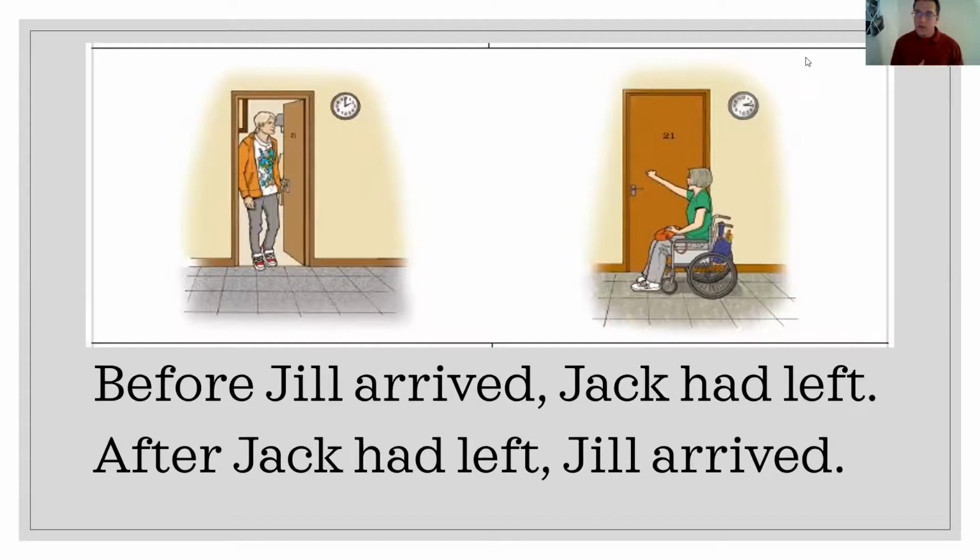Now I can use the past perfect with the word before or after. Before Jill arrived, Jack had left. After Jack had left, Jill arrived. Again, with before and after, it's pretty clear to the reader or listener. It's usually clear which happened first, which happened second. But if we want to be very clear, we want no confusion, no misunderstanding, we use the past perfect form for the first event and then past simple for the second.